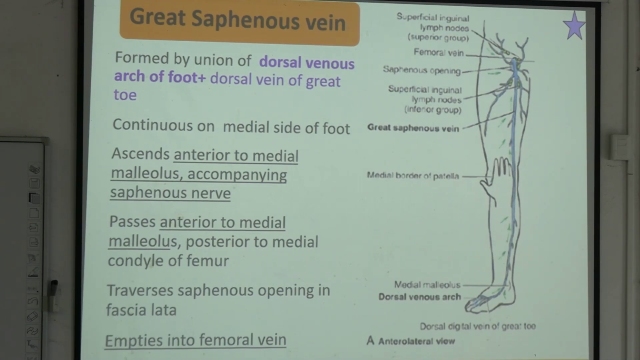We call it the saphenous nerve, which follows nearly the same course as the great saphenous vein below, in the leg region.